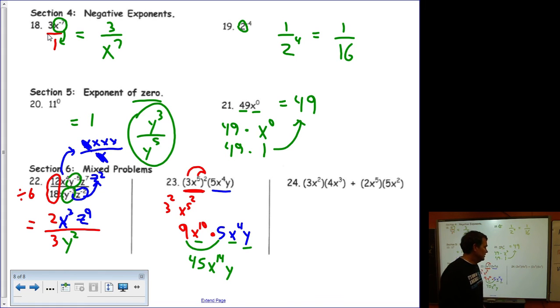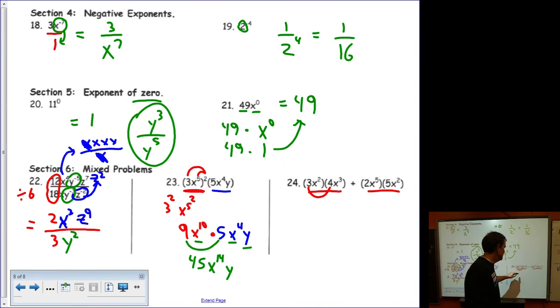Number 24 requires maybe 2 steps. It certainly requires you to multiply these two things and multiply these two things. So hopefully you're getting good at multiplying at this point. You multiply the coefficients. 3 times 4 is 12. You add the exponents. 2x's and 3x's is 5x's multiplied together.